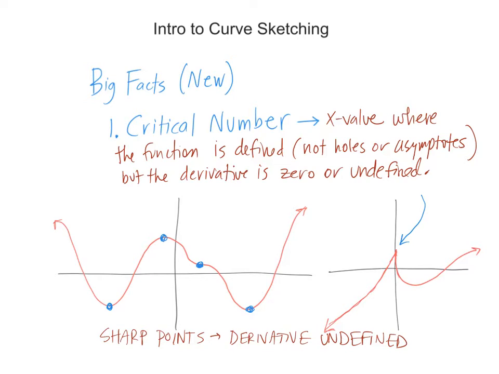Just imagine the tangent line. You can't really put a tangent line on this sharp point because it would just teeter back and forth and it could go any which way. At a smooth point, there's only one tangent line. But sharp points, they can be critical numbers, but the derivative is undefined there.